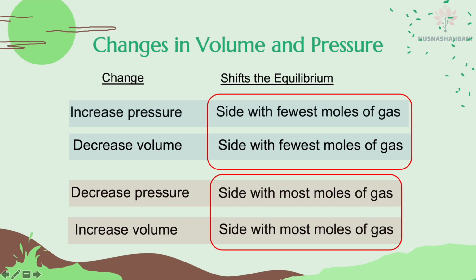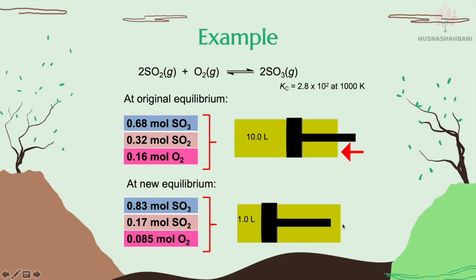Next, if you decrease the pressure, meaning you increase the volume of the system. Decreased pressure and increased volume means less collision between particles. With less collision between particles, you need to balance it again. You need more collision, so you need to increase the number of moles. Increase the number of moles, so shift the equilibrium to the side with the most moles of the gas, or the higher number of moles of the gas.